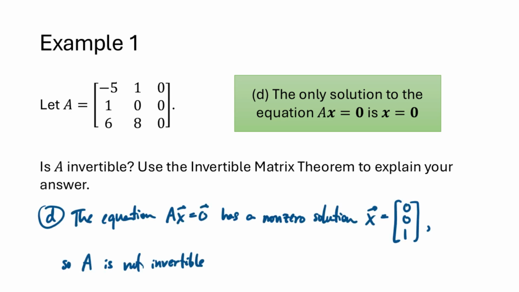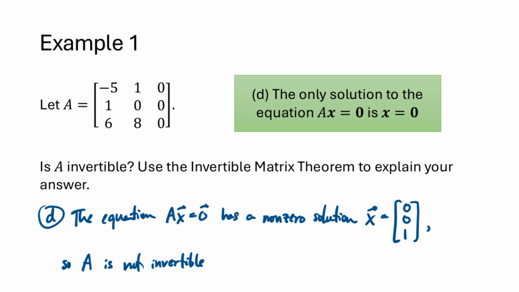Well, if you think about it, we might come up with a solution like the vector x = (0, 0, 1). If we multiply this matrix by the vector (0, 0, 1), remember that a matrix times a vector represents a linear combination of the columns of the matrix. So multiplying by (0, 0, 1) would give us 0 times the first column, plus 0 times the second column, plus 1 times the third column, which would equal the 0 vector.